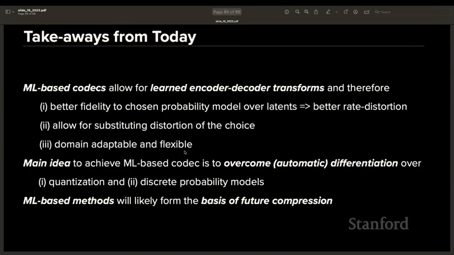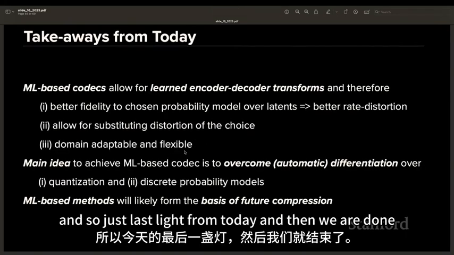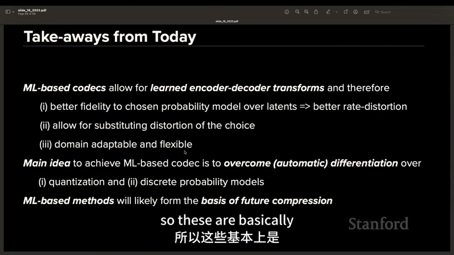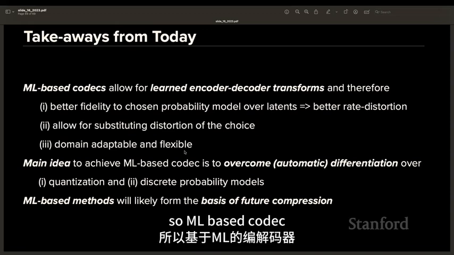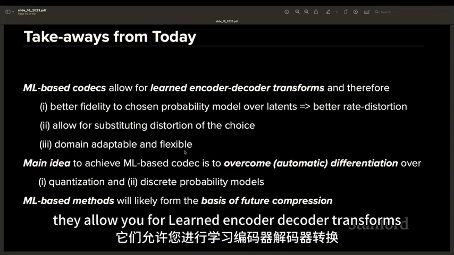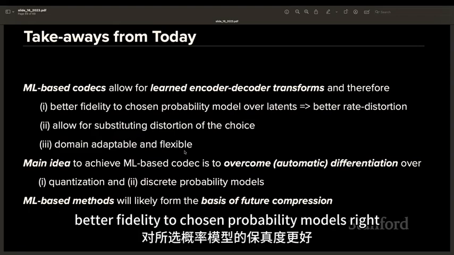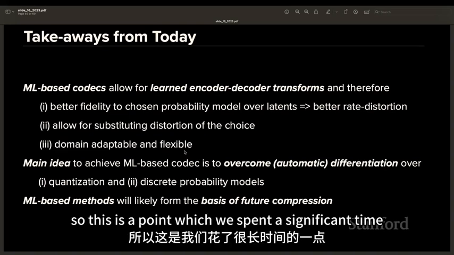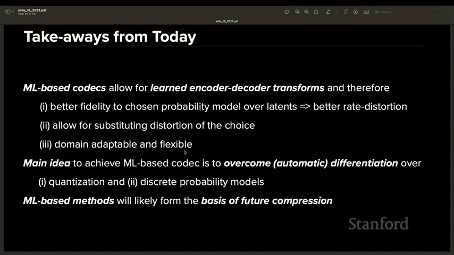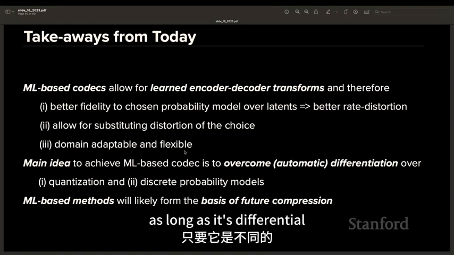Okay. And so just the last slide from today and then we are done. These are basically the main takeaways from today. ML based codecs allow you learned encoder and decoder transforms, and better fidelity to chosen probability models, right? That basically gives you better rate distortion. This is a point on which we spent significant time today. You can choose whatever distortion you want as long as it's differentiable.